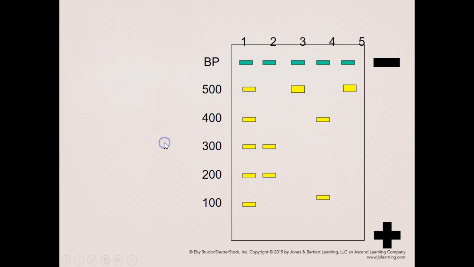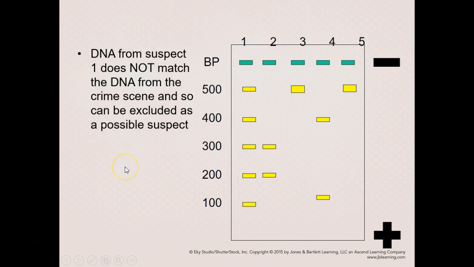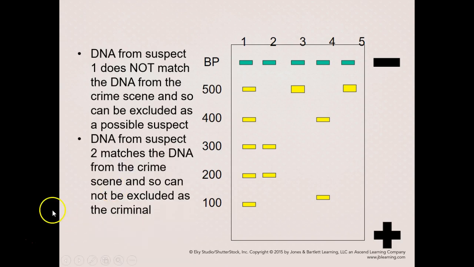What that allows you to do is it tells you that suspect 4 is going to be excluded and suspect 5 is going to be included as a potential criminal. And then you're going to have to run him through the law, go to court and all that stuff, because you're always innocent until proven guilty, which is the way it is.